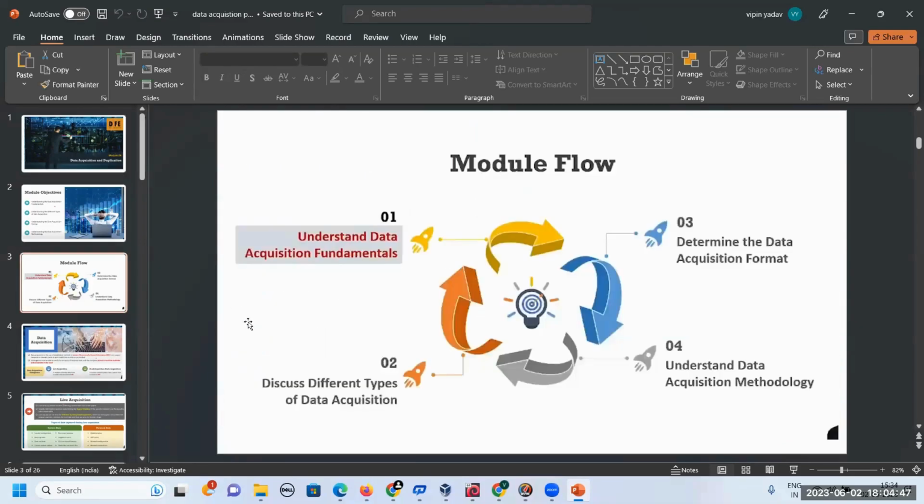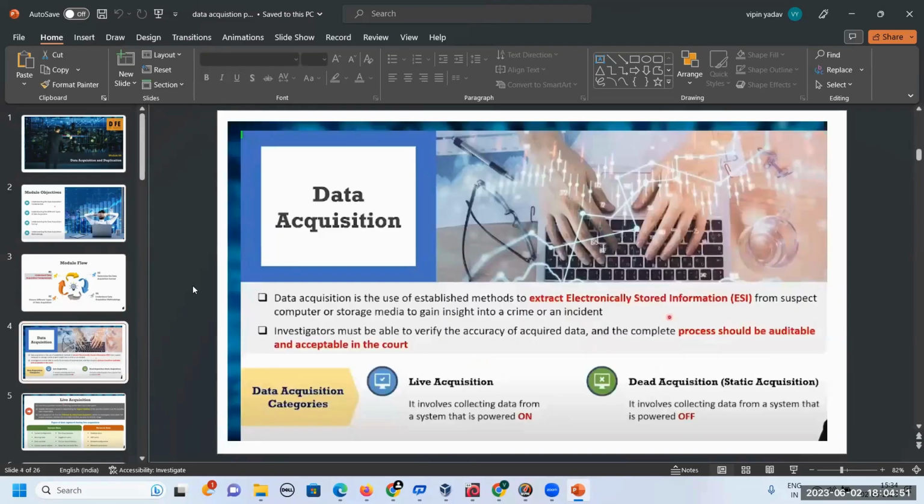So let's go for data acquisition fundamentals. Here it is telling about what is data acquisition.